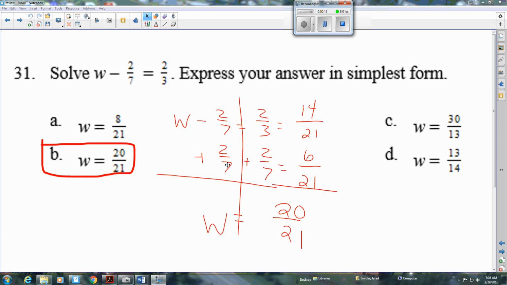Again, you would do w minus 2 sevenths. You do the opposite, add 2 sevenths to both sides. Don't forget we have to have a common denominator when we add or subtract fractions. We end up with 20 over 21.